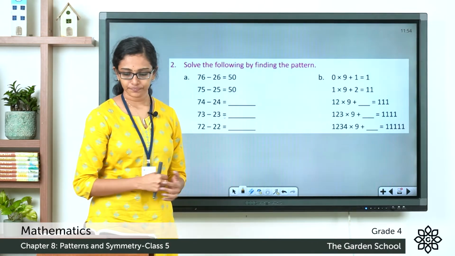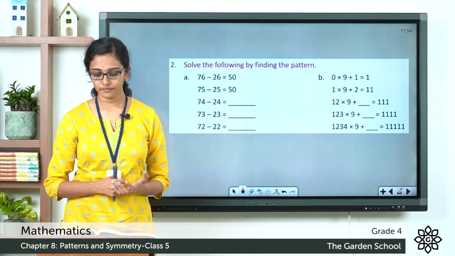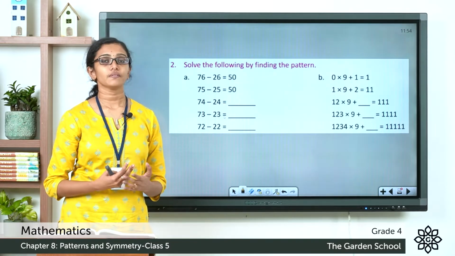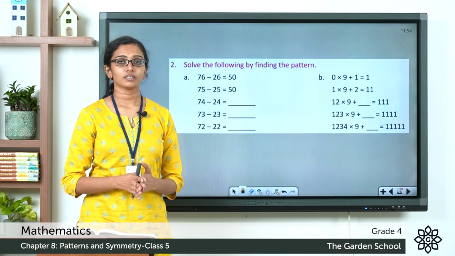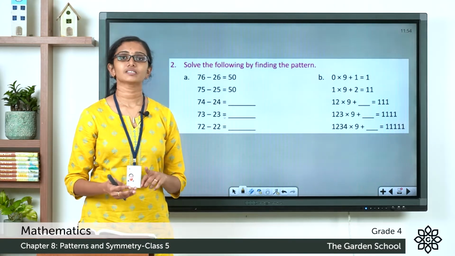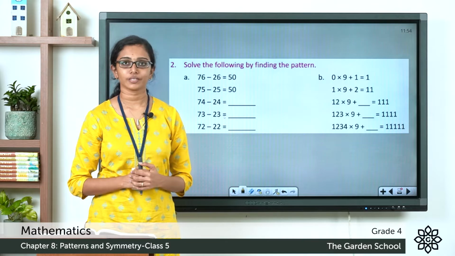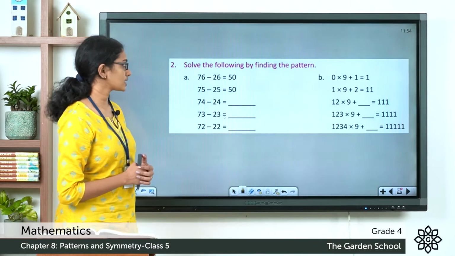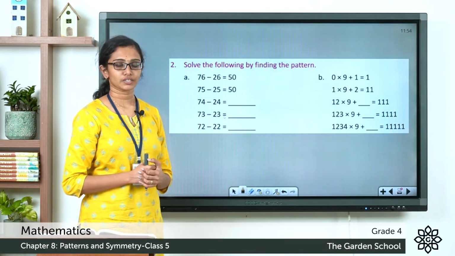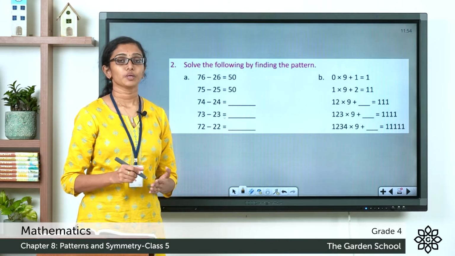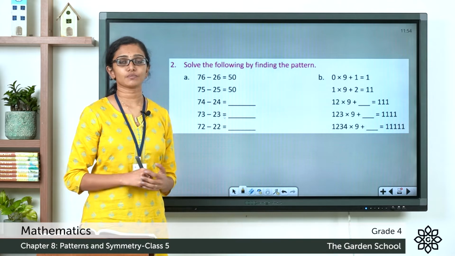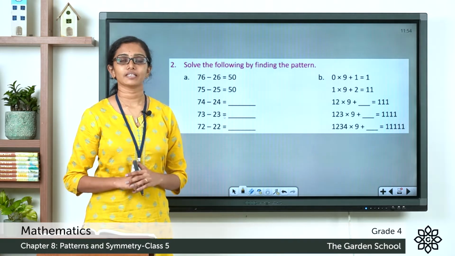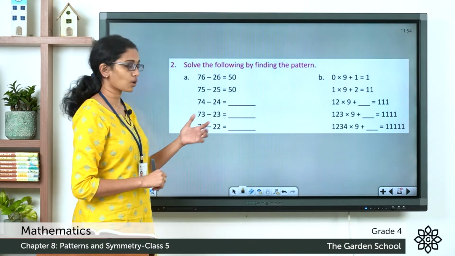Now, the second one: solve the following by finding the pattern. We have learned number patterns, and we also learned we can see patterns of numbers in addition, subtraction, multiplication and division. Here the first question is a pattern in subtraction. We know when we subtract the same number from both the minuend and the subtrahend, the difference will remain the same. So, this is the pattern shown here.